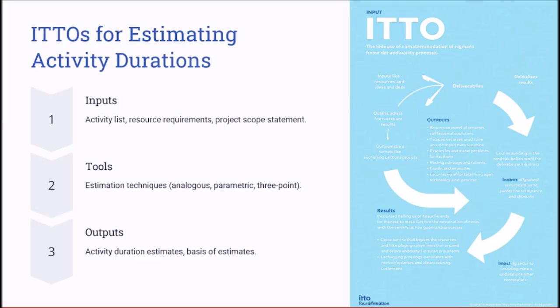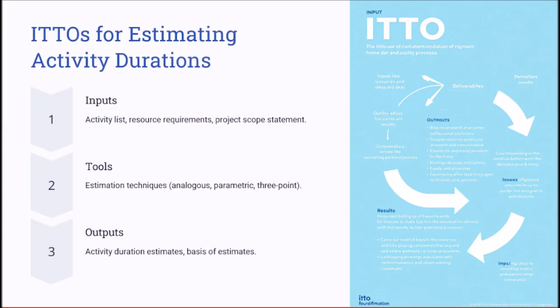Here are the key ITTOs for estimating activity durations. The inputs include the project management plan, and if you recall from the previous session, the activity list is one of the inputs we use to start estimating the activity duration. The tools we have covered include analogous, parametric, and three-point estimating. The outputs are the activity duration estimate and the basis of estimate.